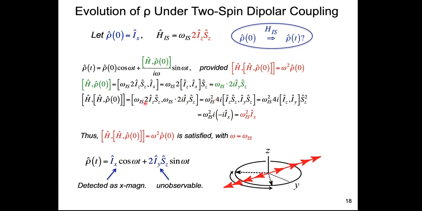Now, as you do this, you have omega IS, the dipolar coupling constant, comes out squared. So you get this thing squared. So now you see after 2 steps of doing this commutation, you have omega IS squared times IX. And IX is basically what you started out with as the time 0 density operator. And then the omega IS, the dipolar coupling constant squared, is the frequency squared that you need to satisfy in order to be able to plug in the solution to the von Neumann equation.